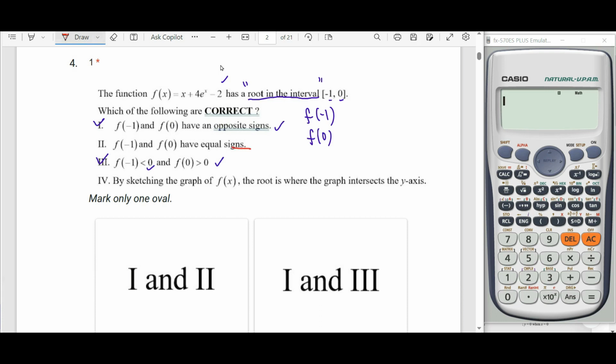The equal sign won't have roots, so this is wrong. By sketching the graph, if you're using the graphical method, roots will happen where the graph intersects the x-axis. So we are finding the value of x. It's not the y-axis.